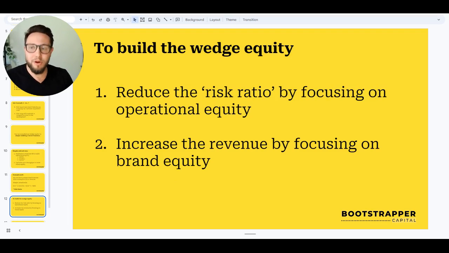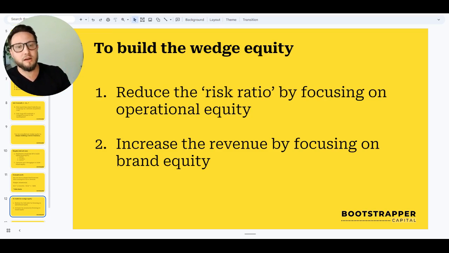The goal of building wedge equity is to reduce the risk ratio by focusing on operational equity, right? So that's the first thing you always want to do: first de-risk, reduce the risk ratio as much as possible. Again, that comes back to build a better business. Just build a better business, right? And again, by having the structure, strategies, and accountabilities, you can do that. You can legitimately do this stuff. You can move the ball down the field, right?